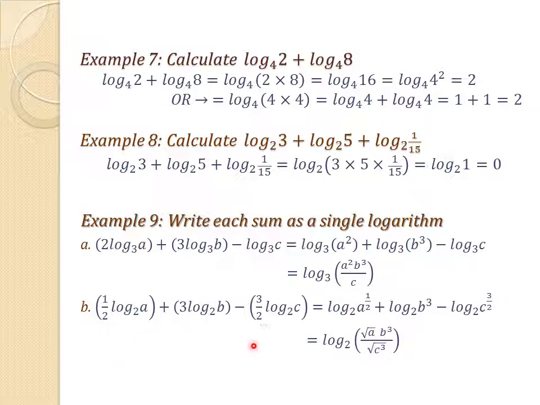Also here, 3 terms. 2 are added and the third one is subtracted. So A is going to be power 1 over 2. Here it is. And B is going to be power 3. And C is going to be power 3 over 2. Those are multiplied. A power 1 over 2 is the square root. And B cubic over C power 3 over 2, which is C cubic under the square root. So now they are written as a single logarithm.